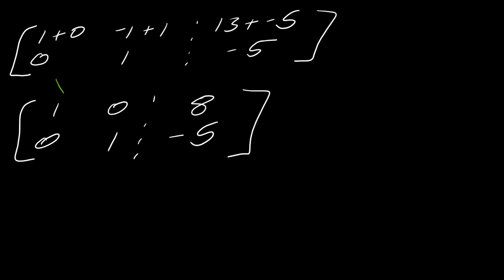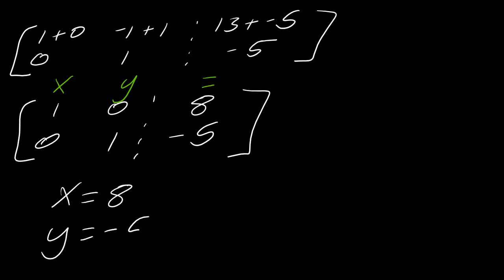So this is my X column, my Y column, and my equals column. So this means that my X equals 8 and my Y equals -5. So those are the two ways you could represent that answer.